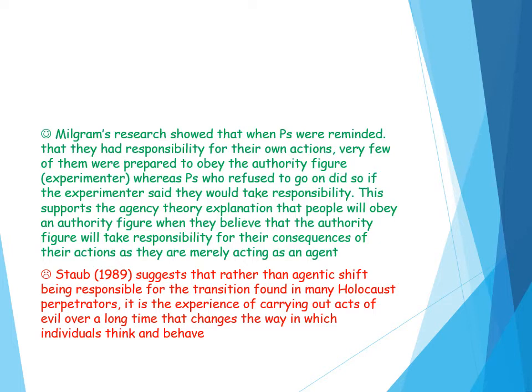We've got contradictory evidence suggesting that rather than agentic state being responsible for the Holocaust, it is the experience of carrying out acts of evil over a long period of time that changed the way that the individuals thought and behaved. So agentic state might not actually be able to explain Nazi Germany. It could be that it's graduated commitment, starting off with small acts and gradually increasing, that could explain how that took place.